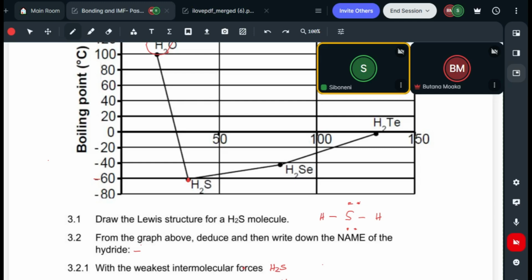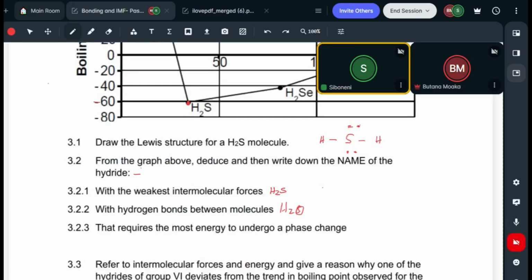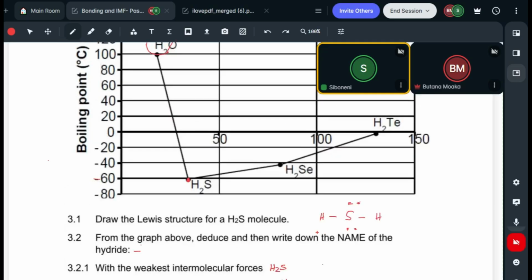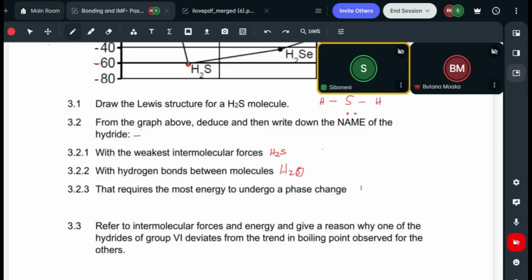Tell me, look at this. Go back to the graph above, deduce, then write down the name of the hydride that requires the most energy to undergo a phase change. H2Te, then, if it's not H2O. Exactly, the H2Te. Nice.